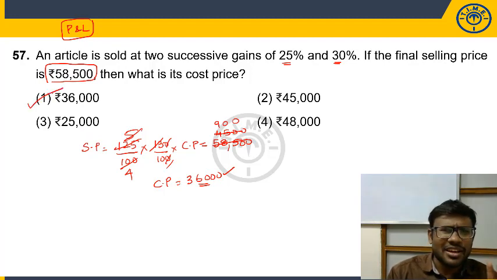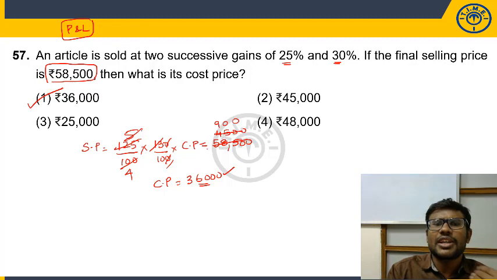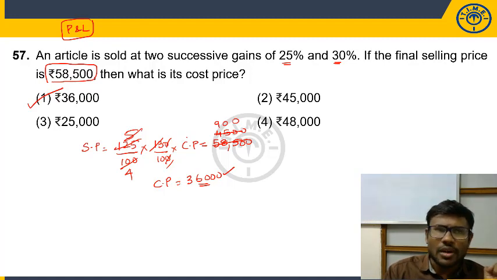Very simple question. Profit percent 25% and again 30%. So your selling price is 125 by 100 into 130 by 100 into the cost price, which is 58,500. From that you have to calculate your cost price. Option number 1 is the answer. Hope this is clear. Let's get into the next question.